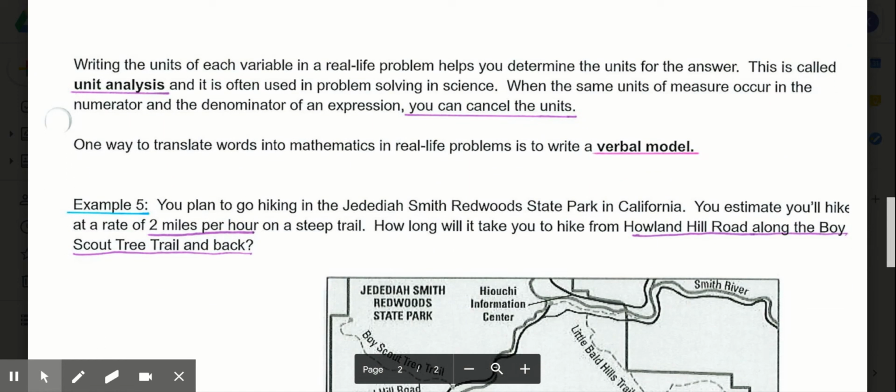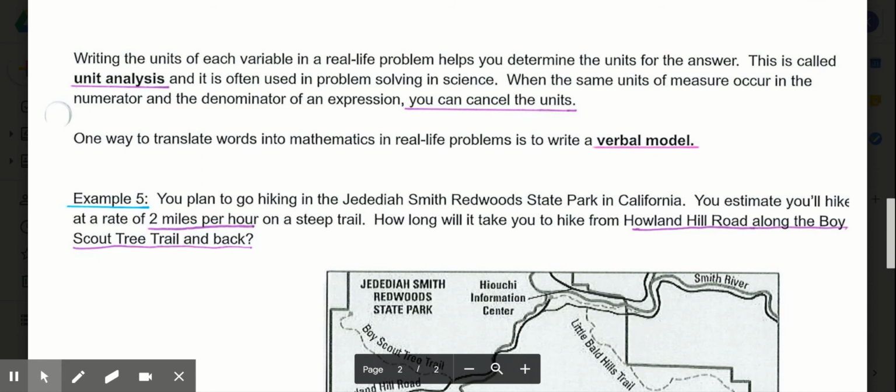Then the second kind of concept that we're looking at in this lesson is the idea of unit analysis. So the simple definition and our idea behind it, when you're writing the units of each variable in a real life problem. So that idea of writing the units of each variable in a real life problem ends up helping you determine the units for the answer. This is called unit analysis, and it's also often used in our science problem solving as well.